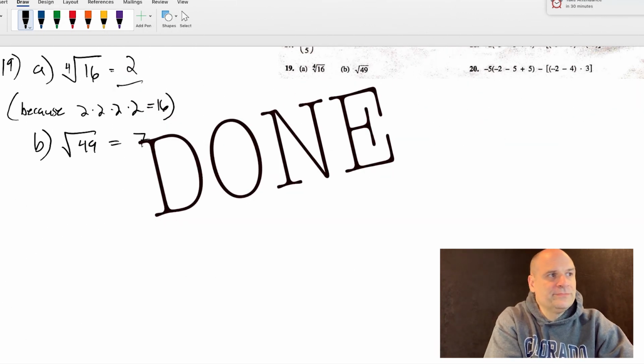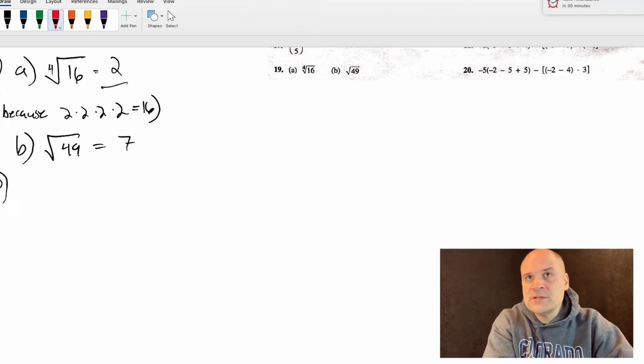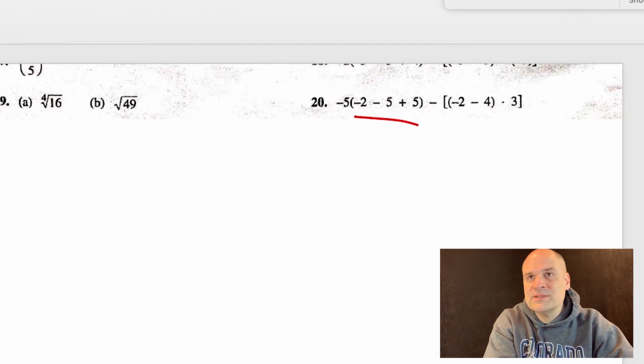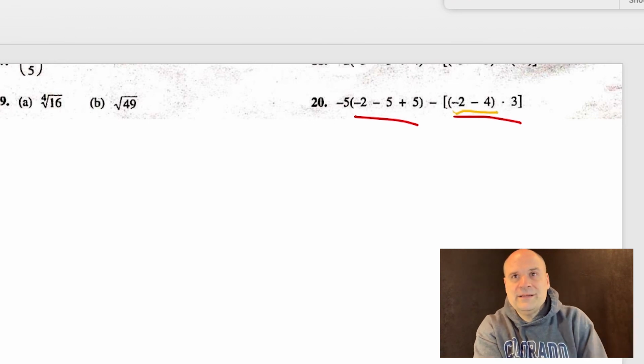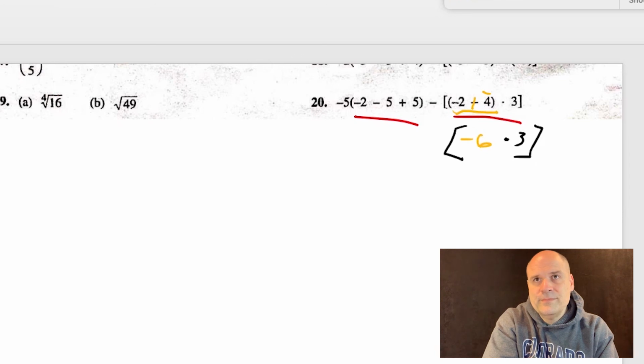Number 20, and we're done after this, okay? So let's see what we need to do first. Parentheses first. So we're gonna do that first. And then inside of there, we have another little parentheses, so we need to make sure we do that as well, okay? So since there's parentheses inside of parentheses, we're gonna do that first. So -2 minus 4 is -2 plus -4, so that's -6 times 3. And then everything else is the same here.